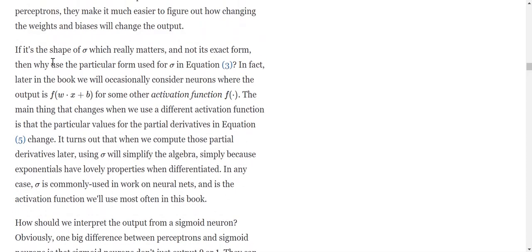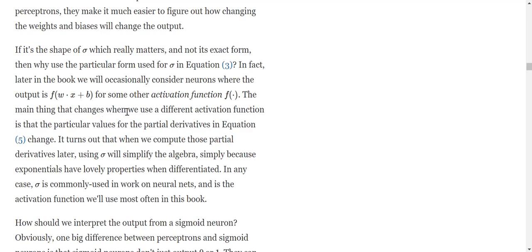So moving ahead, if it's the shape of the sigmoid which really matters and not its exact form, then why use the particular form used for sigmoid in equation 3? In fact, later in the book, we will occasionally consider neurons where the output is f of wx plus b, where f is some other activation function. So sigmoid is also an activation function. There are a ton of activation functions. There is the hyperbolic tangent, there's the ReLU, the leaky ReLU, and many more.